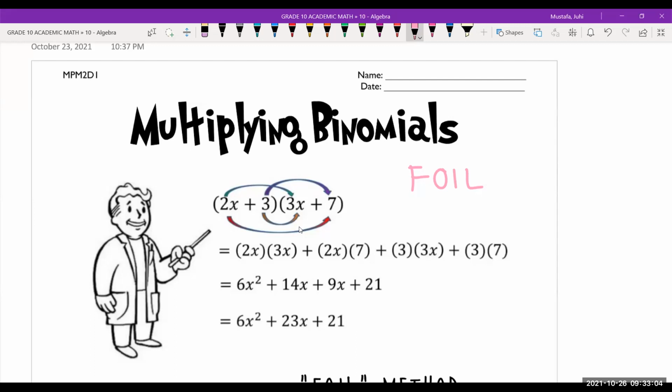If you take a look at that step though, you're going to notice that you actually have 2 terms that are like terms, right? They have the same variable, same exponent. So you can add those together. And so our final answer is going to be 6x squared plus 23x plus 21.